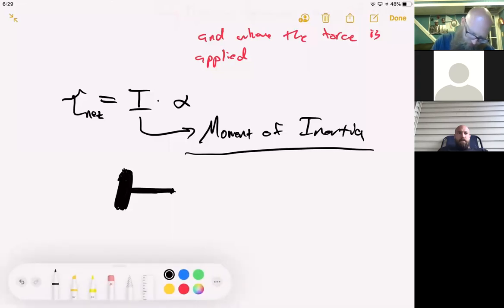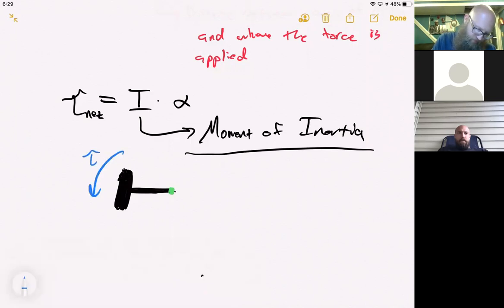If you're going to rotate this about this end, you could apply some torque and you would get some resulting alpha. And the difficulty, the effort, the torque that it takes to get that alpha depends on the mass of the hammer for sure.